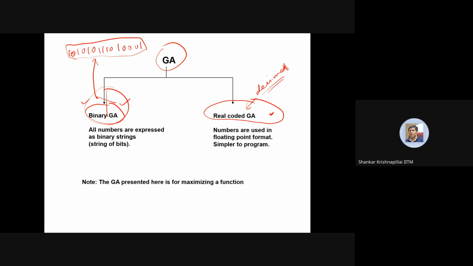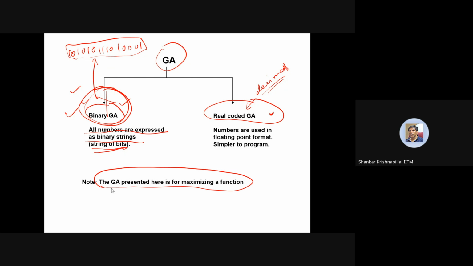First, out of interest in the subject, we look at how the binary genetic algorithm is done. It is somewhat complicated, so it will not be asked in the exam. Maybe some theory question will be asked, like what is the advantage or disadvantage of the binary genetic algorithm. So first we look at the binary genetic algorithm. Here all numbers are expressed as binary strings or bit strings. Another thing is that the genetic algorithm presented in this lecture is for maximizing a function, but you can do minimizing also.